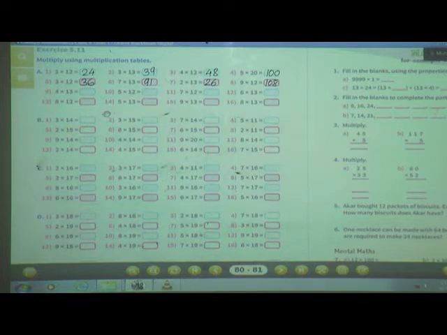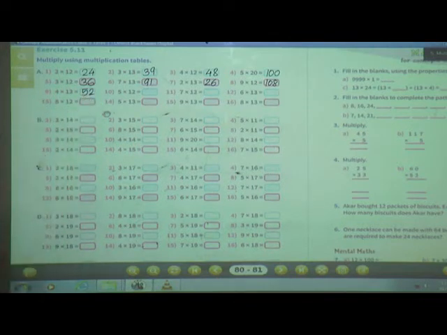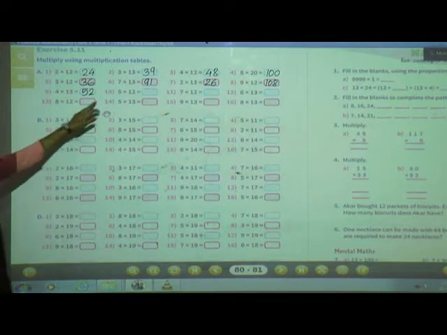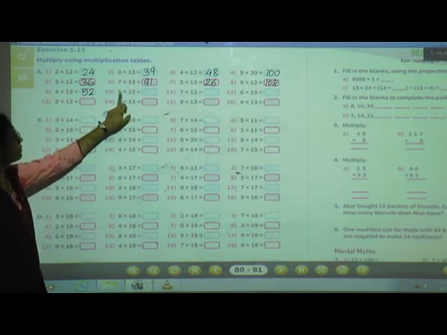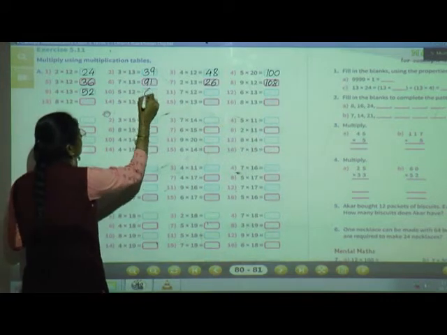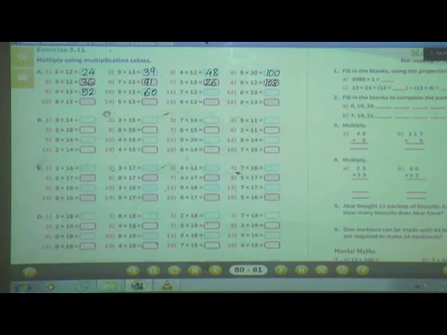What is the next example? 4 into 13. Then say the table of 13 till 4. 13 4s are 52. Correct. Write here 52. Next, 5 into 12. Which table you will say? Table of 12. 12 5s are 60. Write here 60.